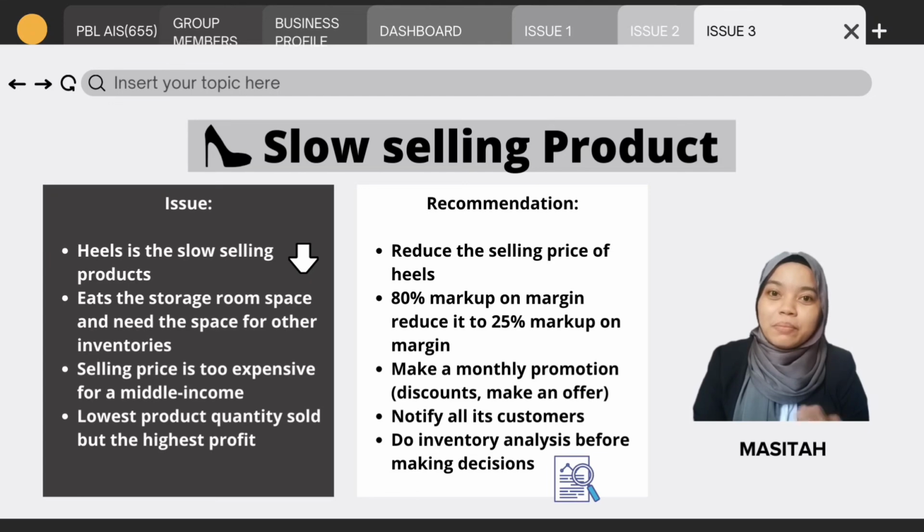All About Fit can make a monthly promotion of the heels product by selling them on discounts or make an offer. However, All About Fit needs to make sure that they notify the customers regarding the limited time sales by posting them on the website, advertising it on social media, and sending them a personal email a few days before the sales start. The company also needs to do inventory analysis before deciding on the amount of product to buy so that it won't overstock in the storage.